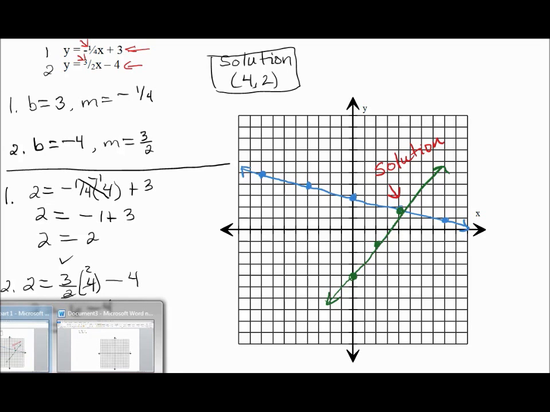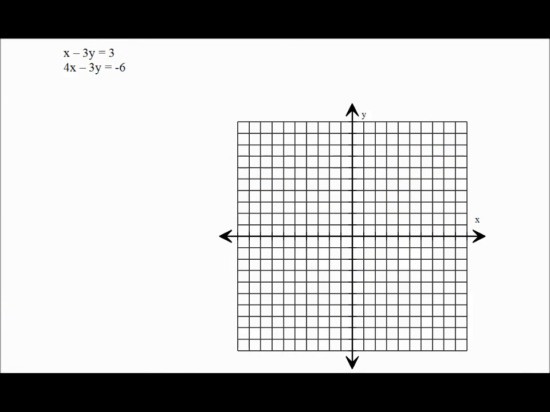Now let's look at the next one. We'll try that next one together, and then I want you to try a couple of them on your own. Get my pens back here. Okay, I have my two equations. I have x minus 3y equals 3 and 4x minus 3y equals a negative 6. This time they're not in slope-intercept form, so I'll have to put them in slope-intercept form first.